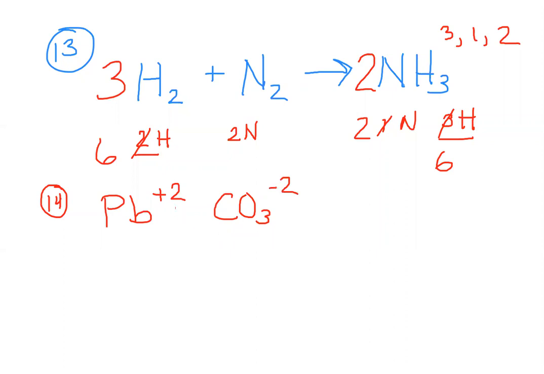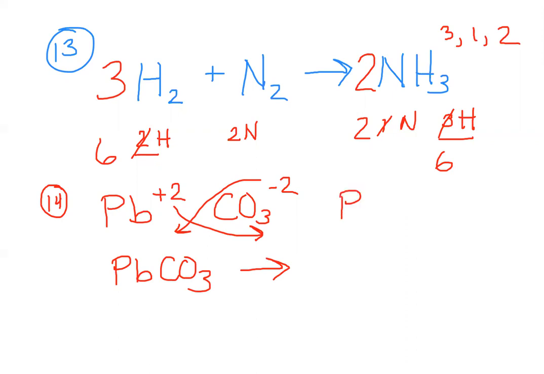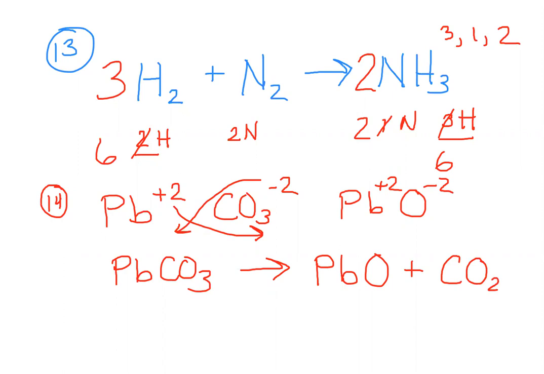So if we do this, we have PbCO3. That is lead carbonate, and that yields lead oxide. All right, so that's lead and oxygen. Lead is +2 and oxygen is -2, so that's lead oxide plus carbon dioxide.